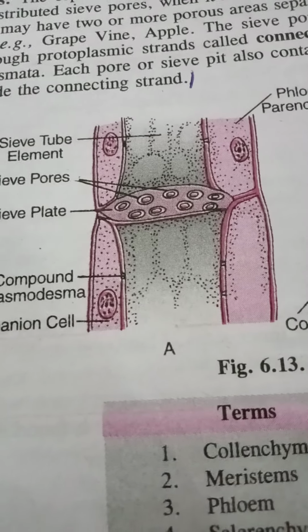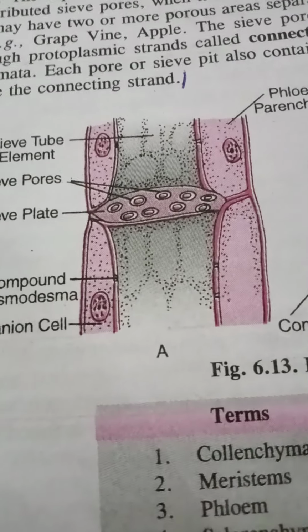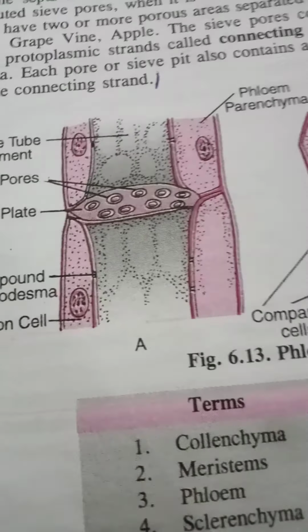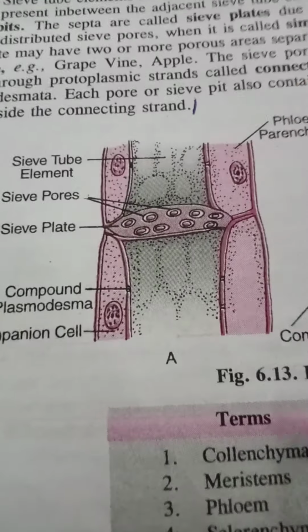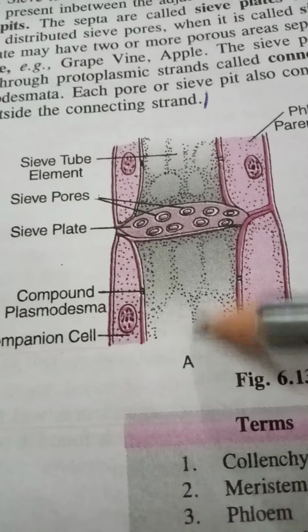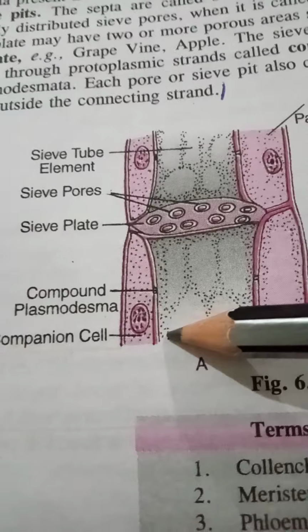And in non-flowering plants, the sieve cells are associated with thin wall living cells called the albuminous cells or the Strasburger cells. So these are the two elements. Firstly, the sieve tube element, and second element of phloem, the companion cell.